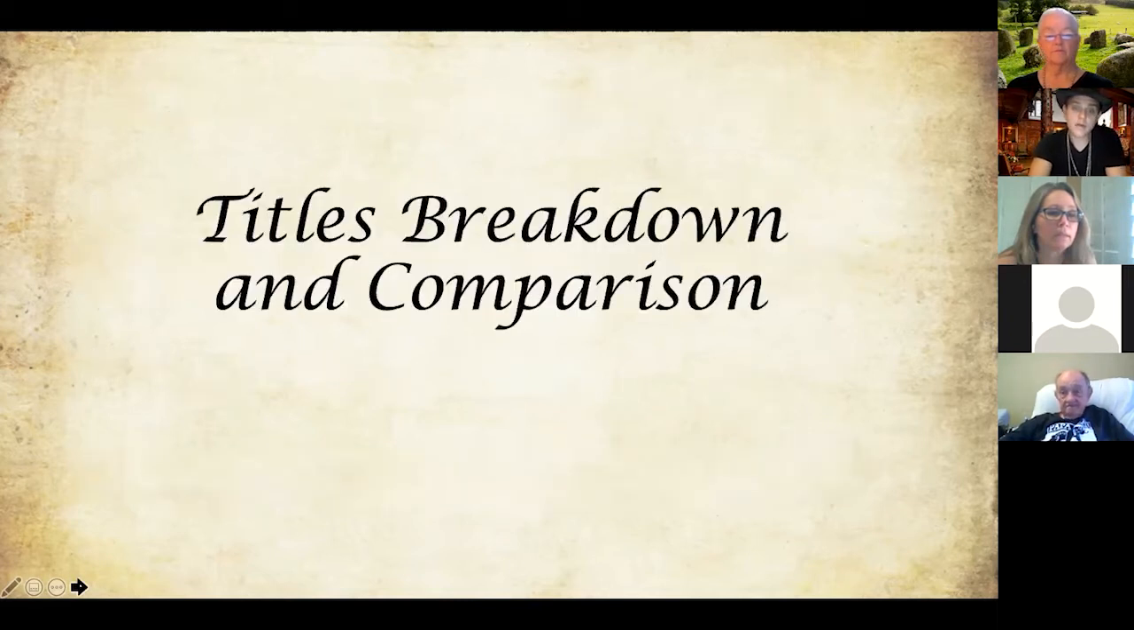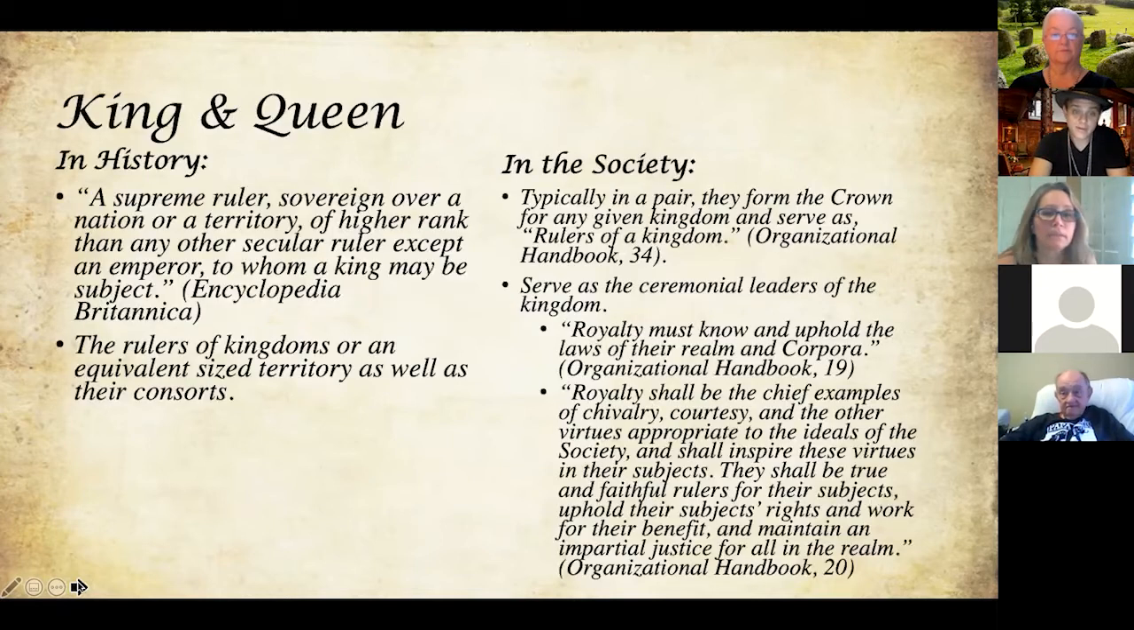And then here is a comparison of all the titles, and this is the meat of this course. And we go from the top and go down to the bottom. First off, we have king and queen. In history, these would be defined, as I've said before, as the supreme leader who were sovereign over a nation or territory of higher rank than any secular ruler except an emperor or high king where applicable, to whom a king may be subject.